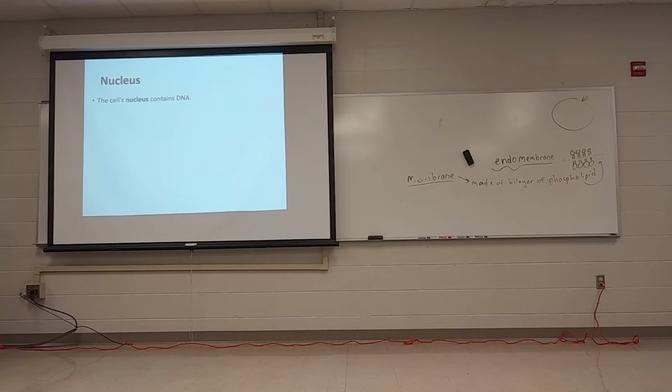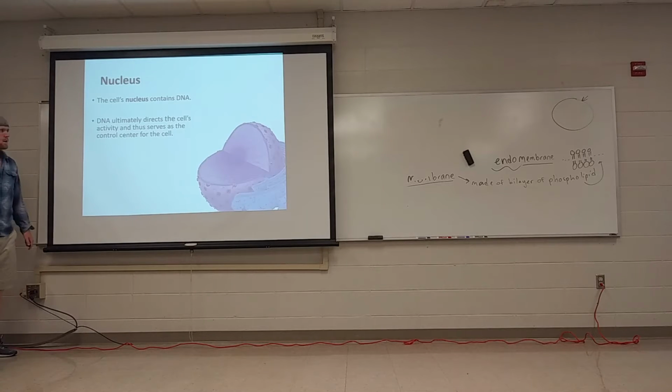So what is the nucleus's primary function? The nucleus contains deoxyribonucleic acid. Here's a three-dimensional picture of the nucleus. Ultimately, DNA directs not only this cell's activity, but it directs the creation of proteins, which are used to potentially build other structures and or other cells throughout an organism. And so DNA is the control center of the cell.